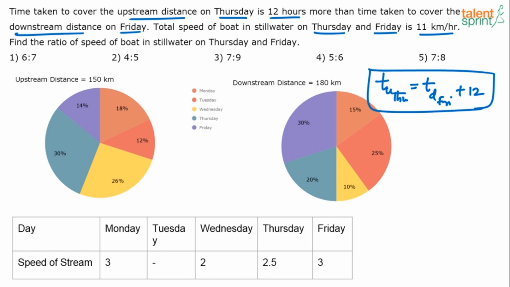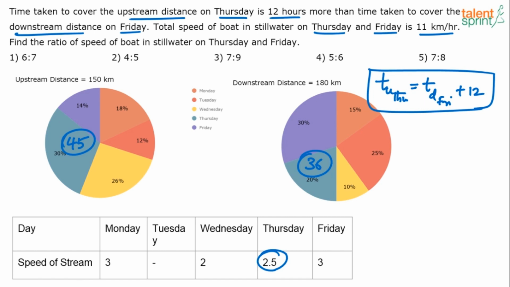You can work on this equation to get the answer, because Thursday's stream speed is 2.5. Thursday's distances are also known to us. 30% of 150, 45, and 20% of 180, 36. So all the values are given. You can easily find out the speed of the boat on Thursday or the speed of the boat on Friday from this one equation. But then a smart way of solving the question is what?